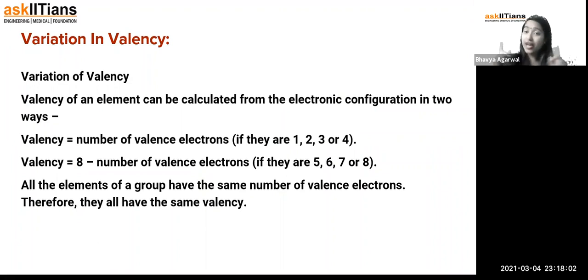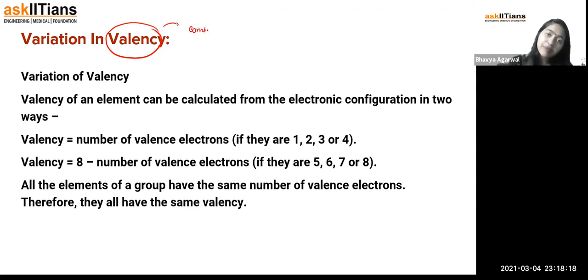All right, so the first property that we are going to cover in today's lecture is valency. Now, you all know about valency. You already are aware. Now, valency is what? It is the combining capacity of an element.